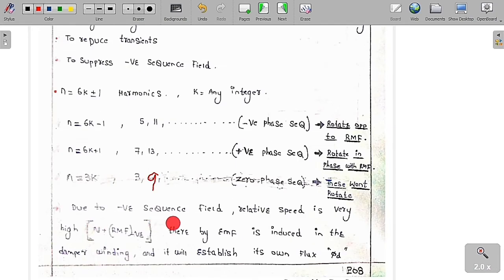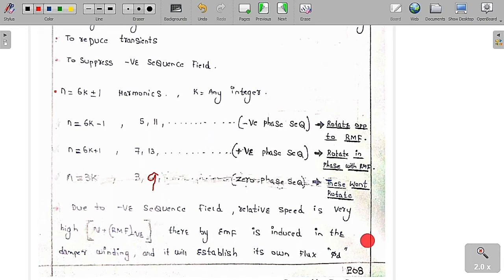Due to the negative phase sequence components, or simply due to the negative sequence field, the relative speed is very high, because the field with respect to the negative phase sequence and the speed of the rotor are quite opposite. If this is the speed of the rotor, then this is the speed of the negative phase sequence harmonics. Both are opposite, therefore the relative speed is very high.